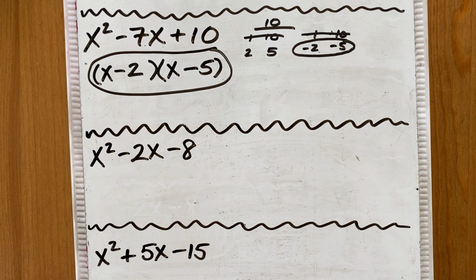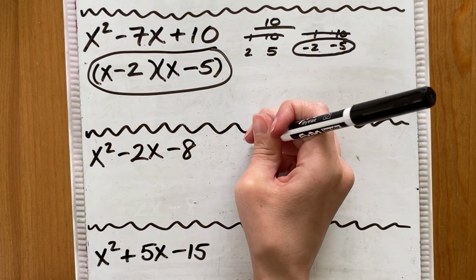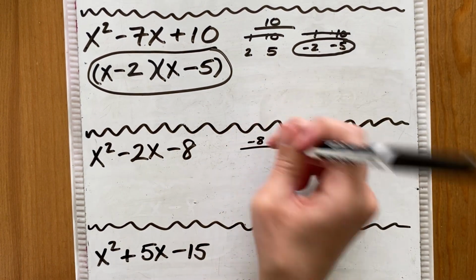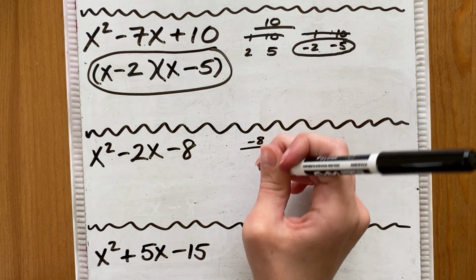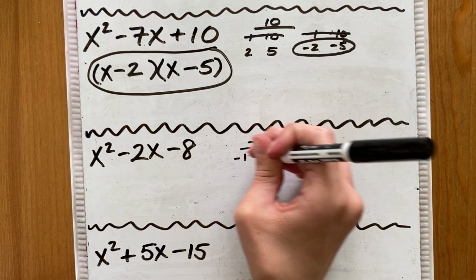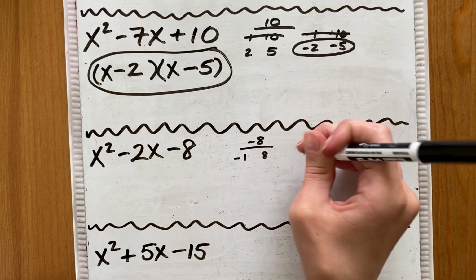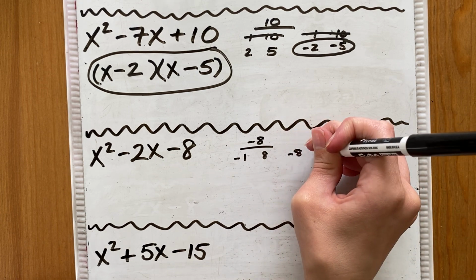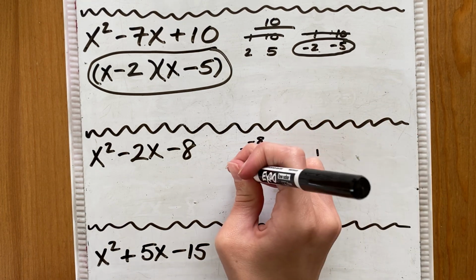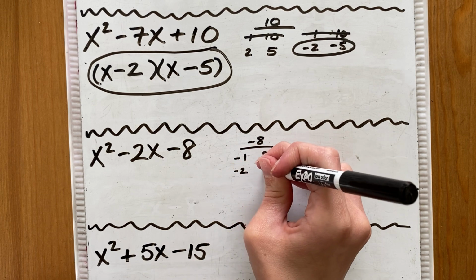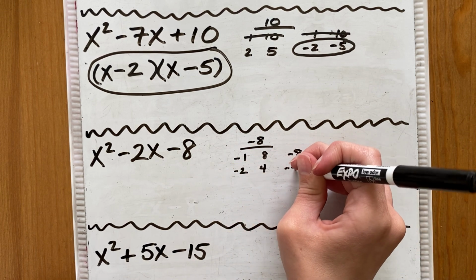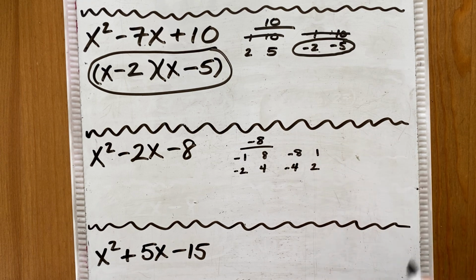On the next one, we have a negative number here. So now I need to make a list for things that multiply to be negative 8. So remember, this could be negative 1 and positive 8, or I could flip that around and say negative 8 and positive 1. I can do negative 2 and positive 4, or that could be flipped and say negative 4 and positive 2. So thinking of the same kind of numbers that would give you positive 8, but just alternating the signs.